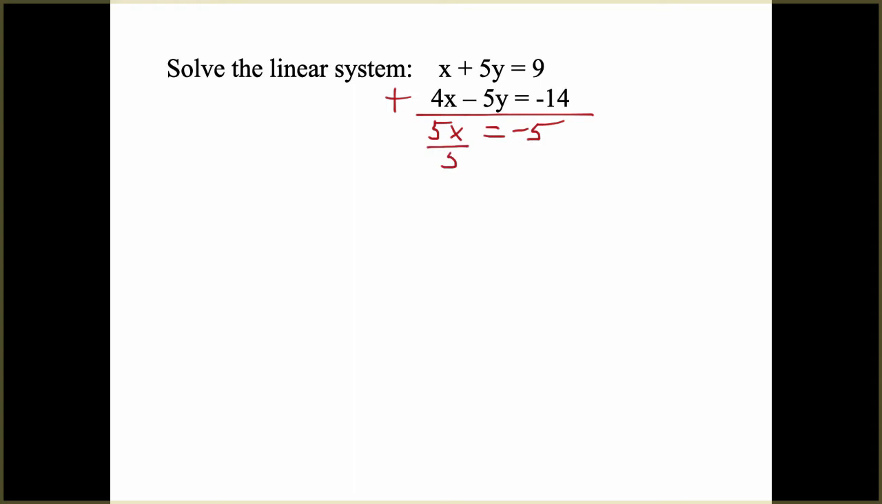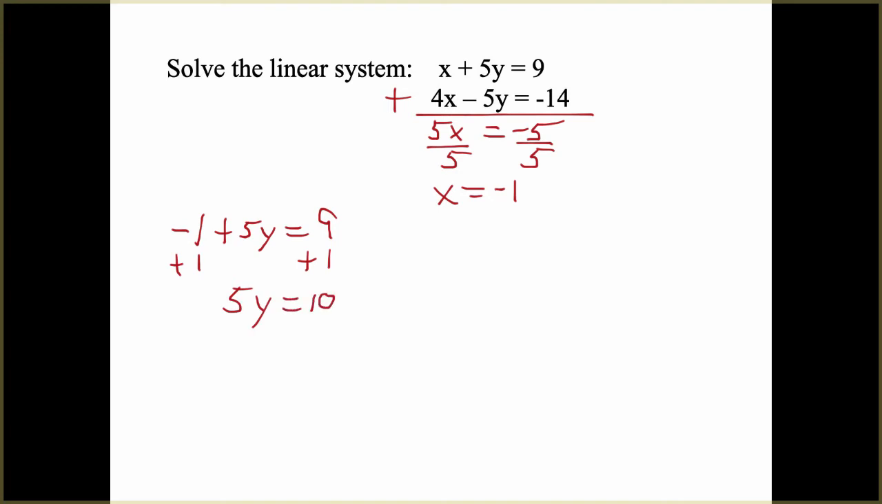We then divide by 5 to get the x variable, and we get x is negative 1. We then take one of our two original equations, plug in x is negative 1, and solve for y. I will use the top equation. We have negative 1 plus 5y equals 9. We're going to add 1 to both sides to move the negative 1 across the equal sign. We get 5y is 10. Divide out the 5, and y equals 2.